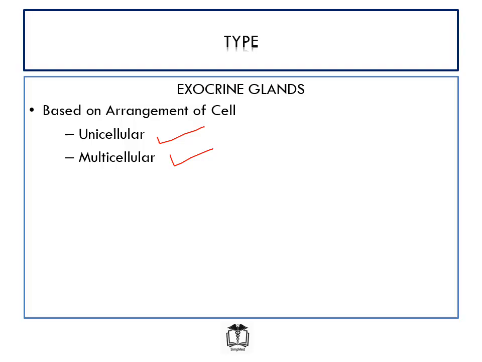Then we have multicellular glands. Examples of multicellular glands are some of the ones we talked about, like the tubular glands, alveolar glands, and the mixed glands. Glands like the Brunner's gland in the duodenum are an example of a tubular multicellular gland. Glands like the sebaceous gland in the skin are examples of alveolar multicellular glands. Glands like the salivary gland are examples of tubulo-alveolar multicellular glands.